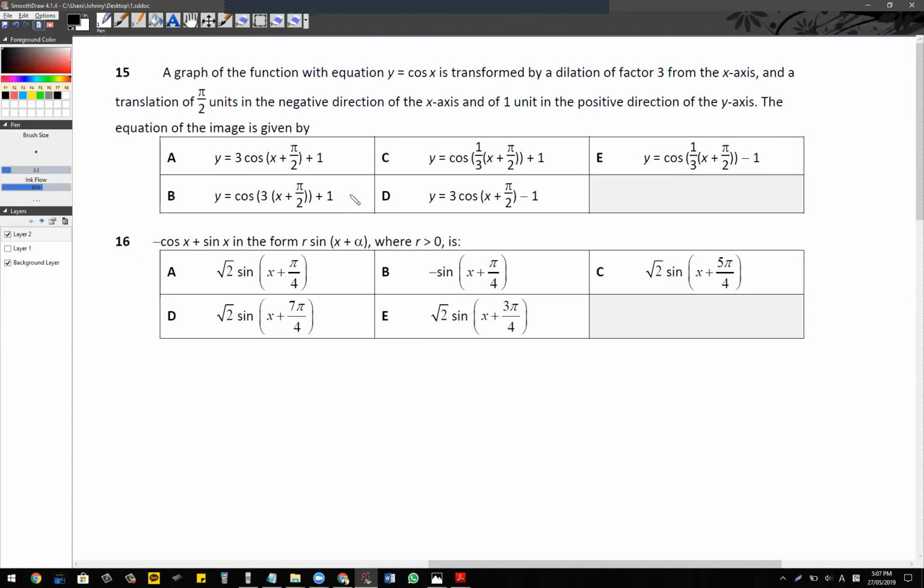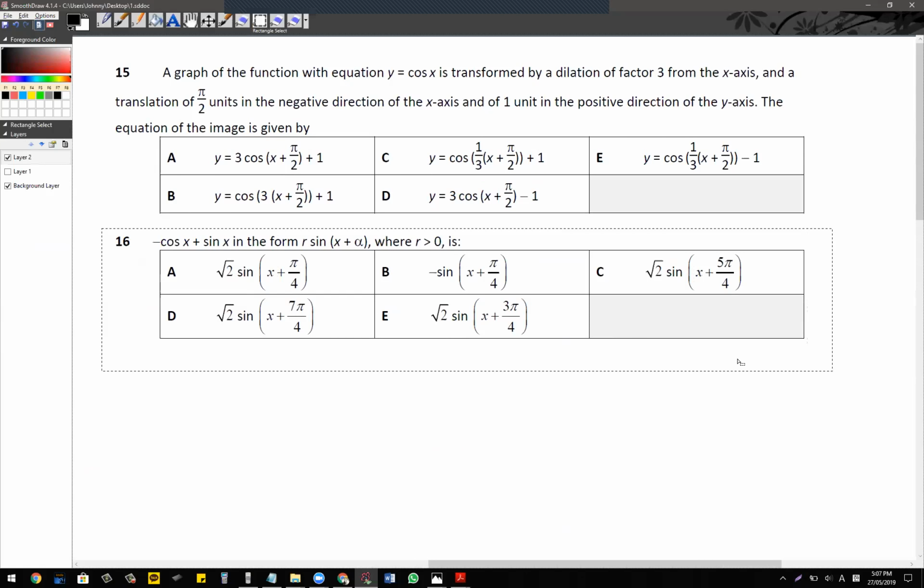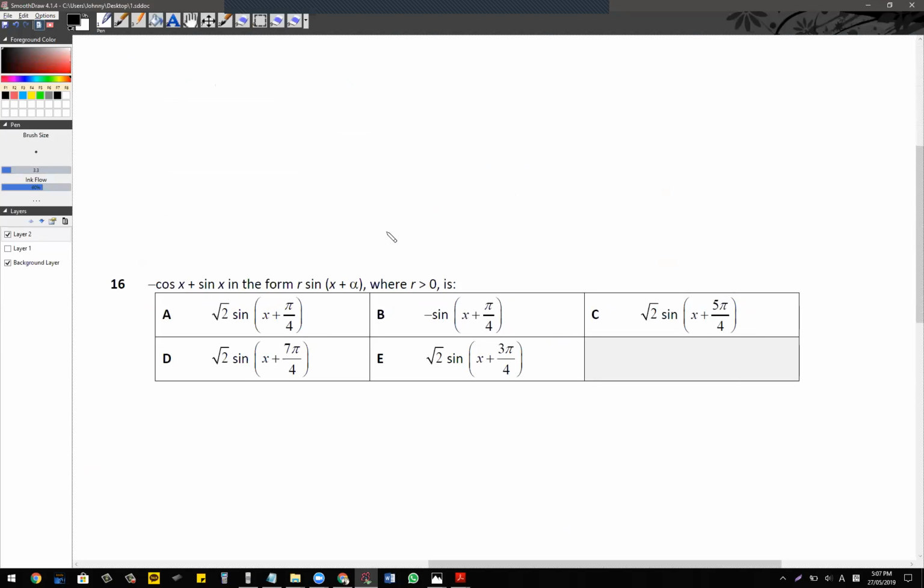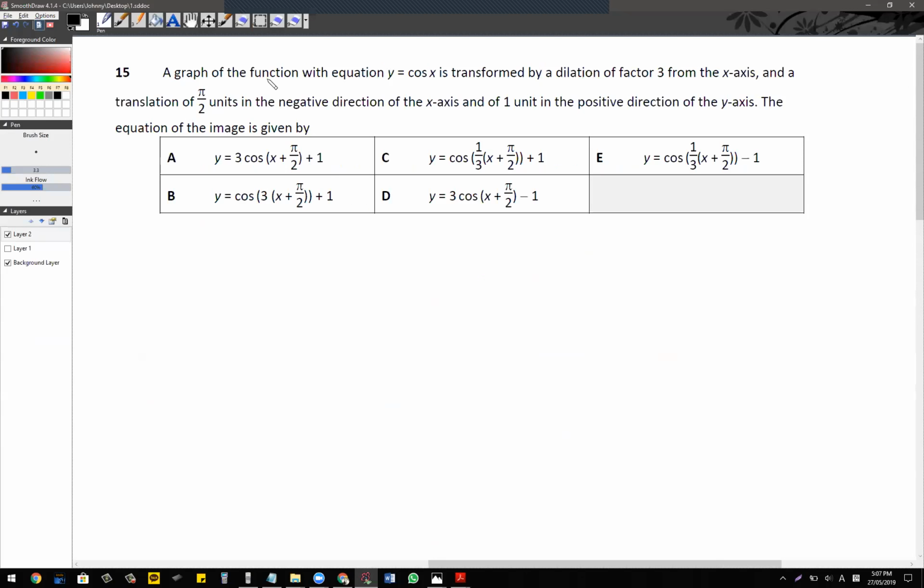Let's try this. So 15 first, the graph of the function equation of y equals cosine x is transformed by a dilation of 3 from the x-axis, and then translation of that in the negative direction of the x-axis, and 1 unit in the positive direction of y-axis. The equation of the image is given by. So you can give it a go.